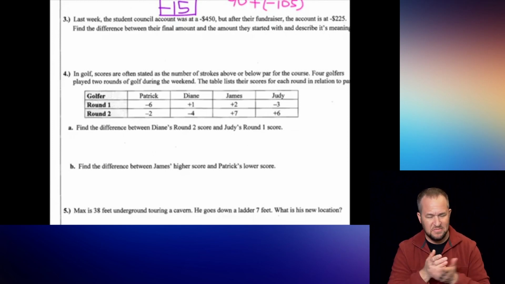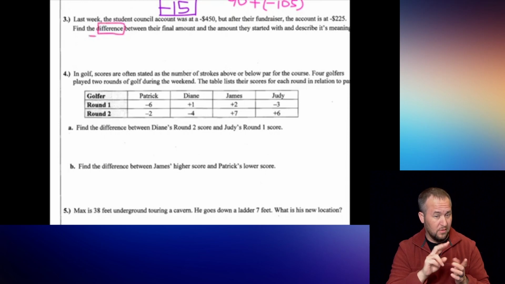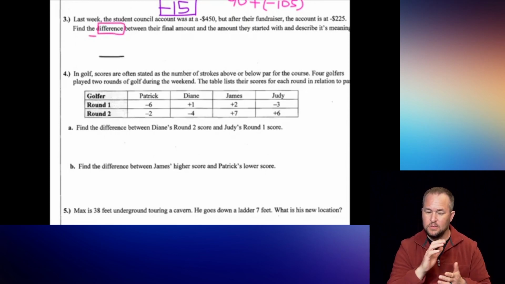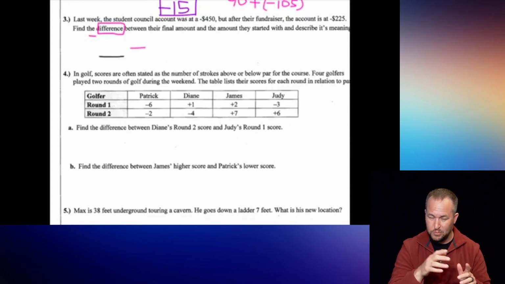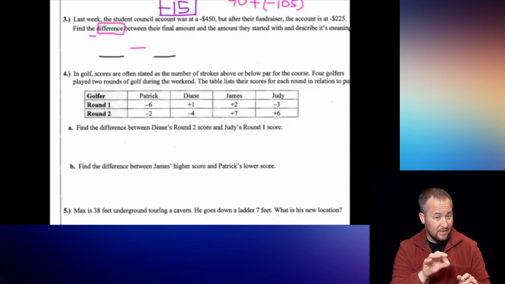It says find the difference. So hopefully when you see that buzzword difference, we know that means to subtract, which yes, we are clearly doing in the subtraction notes. So we know that we're taking one number and subtracting another number. And actually in this little sentence it says find the difference between. It actually lists them out for us. So it says their final amount. So I'm starting with the final amount.